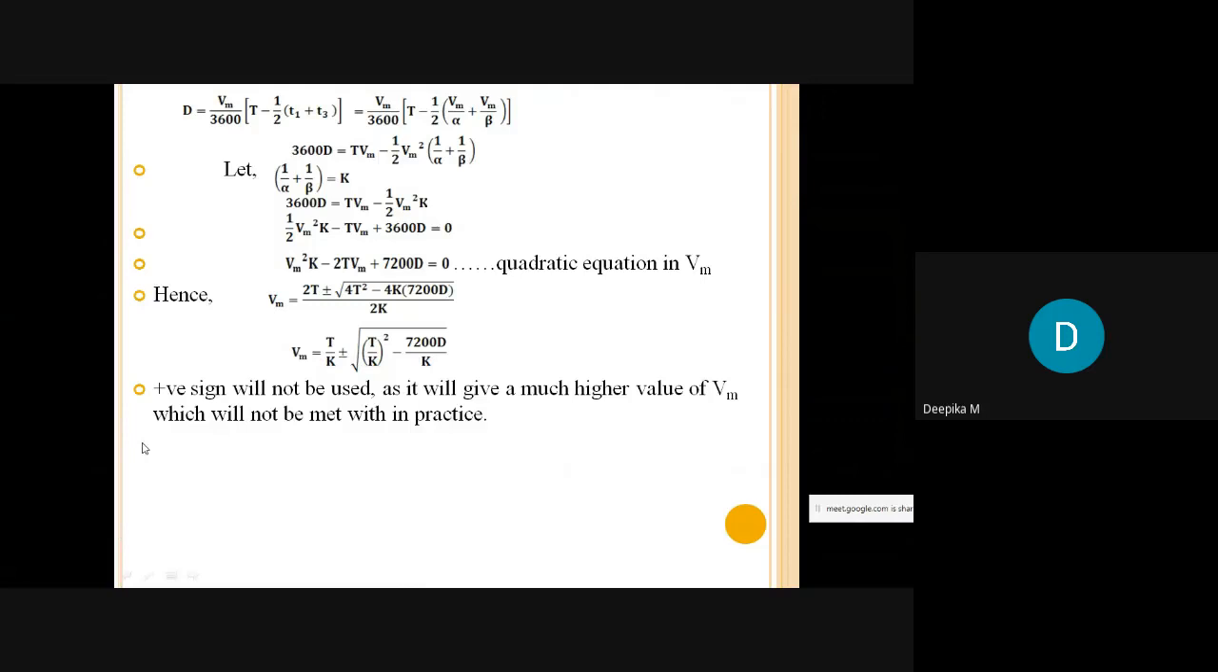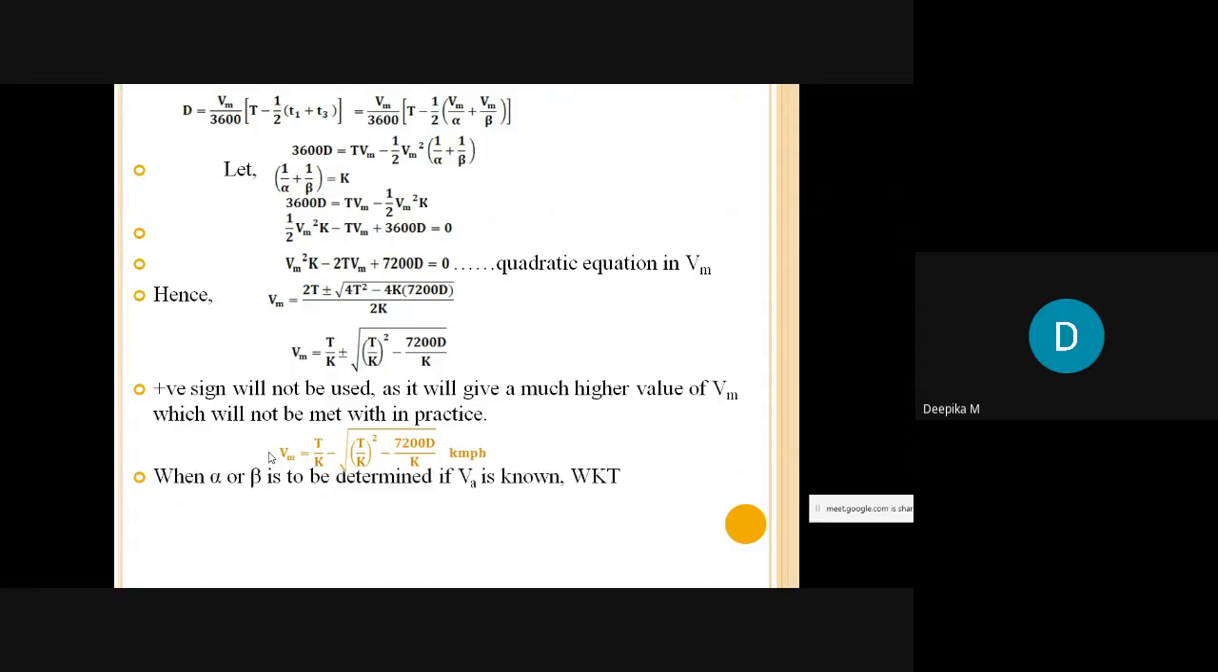Now the positive sign will not be used, because if I use the positive sign, we will get the higher value of Vm. I have a positive root and a negative root, and if I use the positive root, I'll get a much higher value of Vm. So we will be using minus only. So this is the formula to calculate the maximum speed, and we can also calculate D.